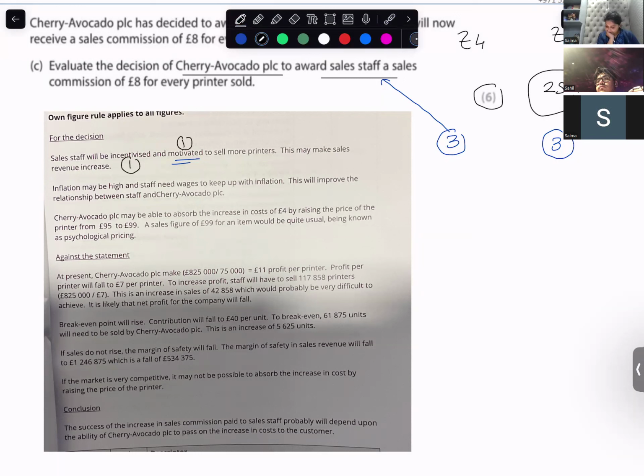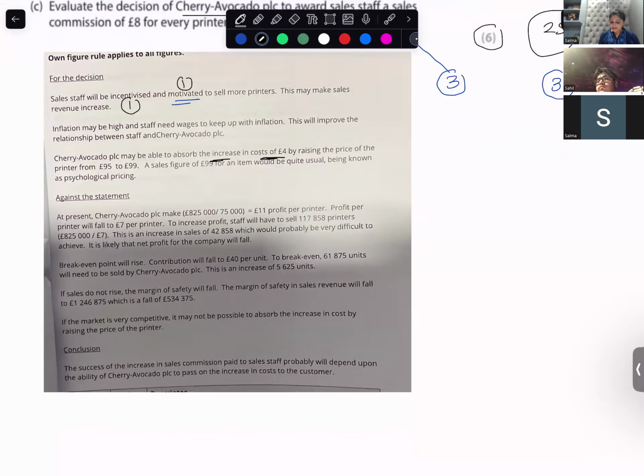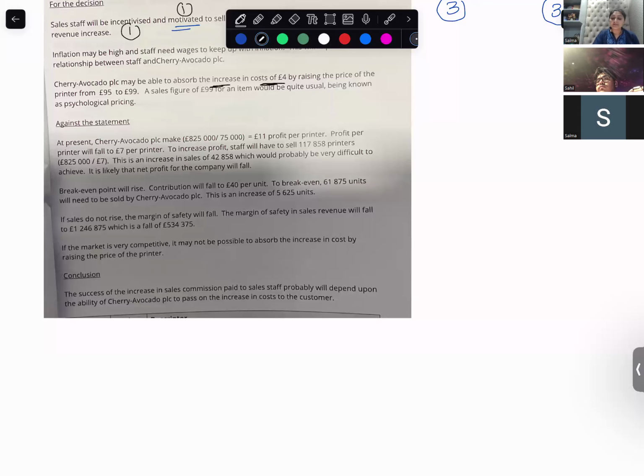What else? What I can think is it will increase the revenue and the increased sales would be able to absorb the increased costs. Staff will be motivated. Increased sales will be able to absorb the increased cost. Now think about a statement that is against it. Think and then I will talk.